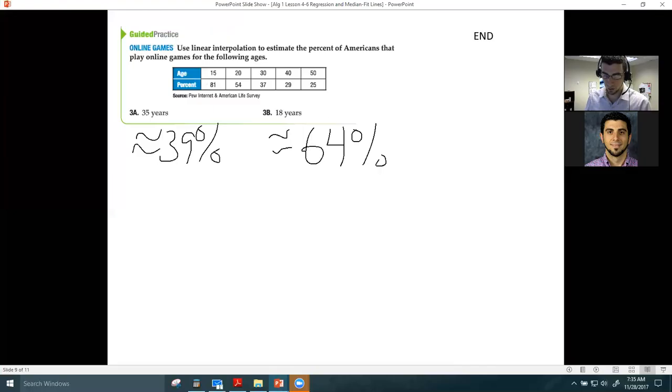In the next one, we're going to talk real quick about median fit lines, just have one example to do there. So shouldn't take too long. All right, guys, we'll see you there.